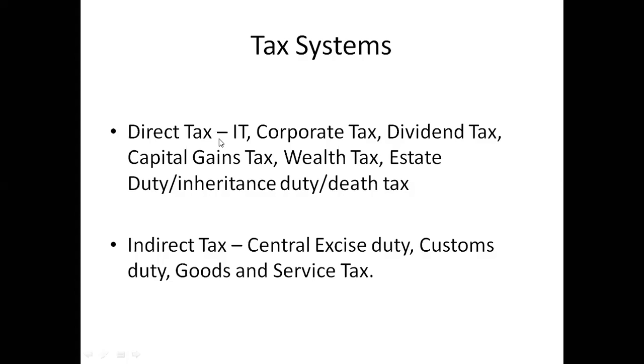Another one is indirect tax. There are three kinds of indirect tax. The first one is central excise duty, the next one is customs duty, and the third one is goods and service tax, GST. This tax is imposed on the manufacturer, and the manufacturer shifts the tax burden to the next persons. That is called indirect tax. The taxpayer is not directly paying the tax to the income tax department. The tax amount is collected from the next person, and that amount is paid to the department.